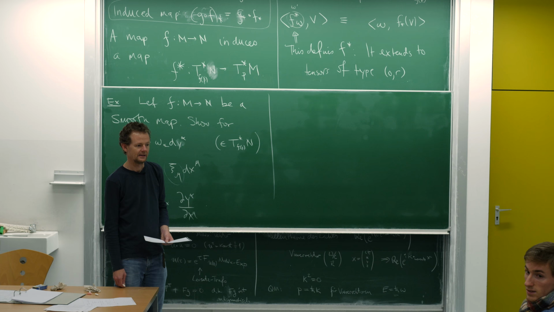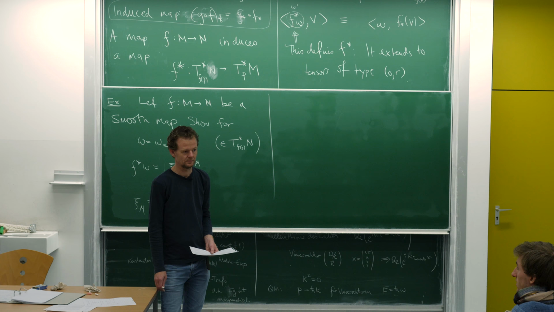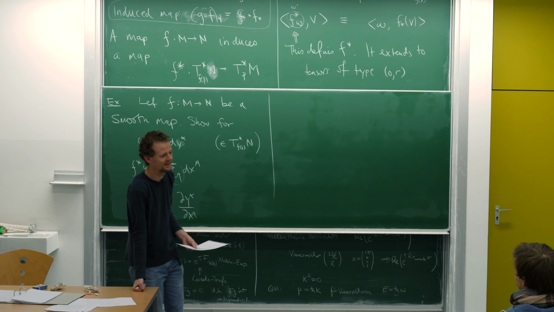It's lack of notation. If you use a chart, you have to put everything on the real space and you use phi of p or phi of f of p, and in the other case, you use just p or f of p. So the answer would be both. Okay, the answer is both.